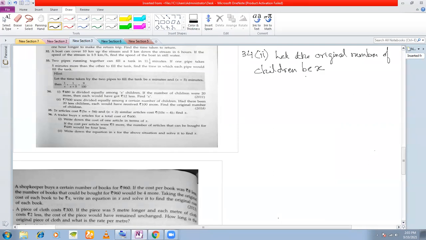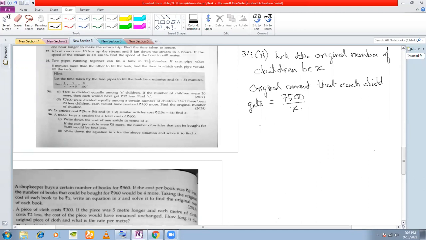Let the original number of children be x. Now 7,500 is the total amount. It was divided equally. So the original amount that each child gets: $7,500 was the amount and the number of children were x. So each child gets 7,500 by x originally.